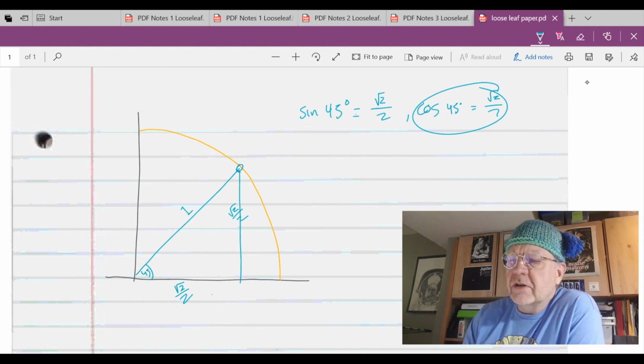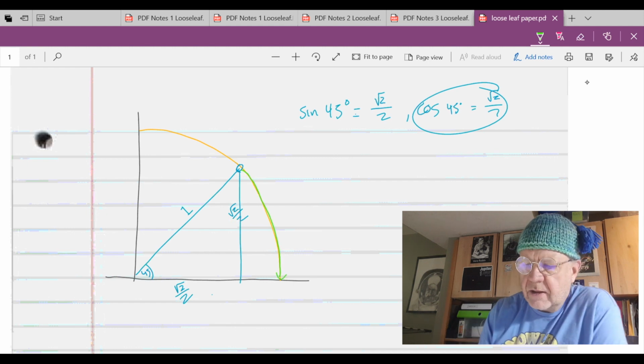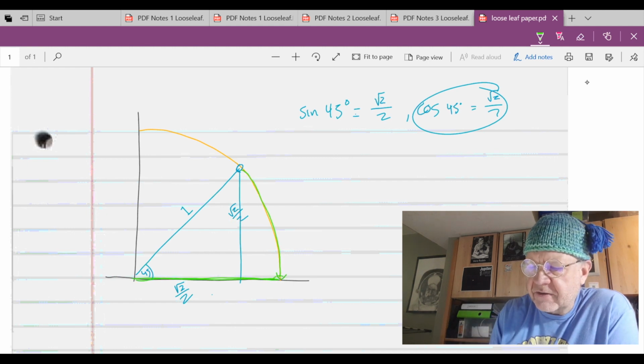So for 0 degrees, what are we looking at? Well, for 0 degrees, we're looking at an angle of elevation that's flat with the horizon.